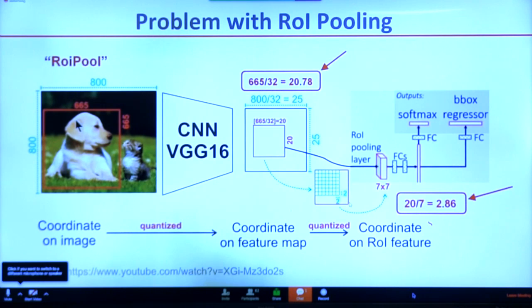The second time, quantization happens when we pass this to the ROI pooling layer, since we want a fixed input size at the fully connected layer. For example, in this case 7 by 7, so we need to divide 20 by 7, which is 2.86. Again, there is an error of 0.86, so again there is a quantization loss.